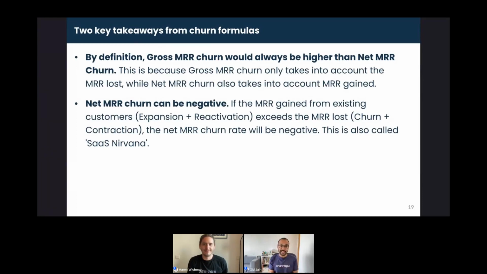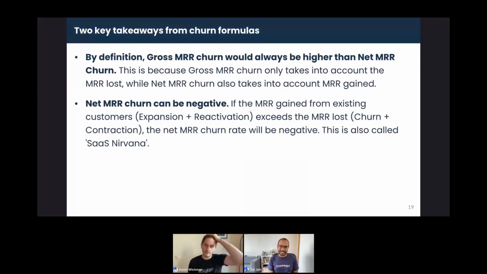The second key takeaway is that net MRR churn rate can be negative. If the MRR you gain from your existing subscribers via expansion and reactivation exceeds the MRR lost via churn and contraction, your net MRR churn rate will be negative. Negative churn is also called SaaS nirvana. This is because with each passing month, your existing subscriber base becomes more and more valuable. You don't need to spend extra marketing dollars to attract new customers because your existing subscriber base pays you more each subsequent month.